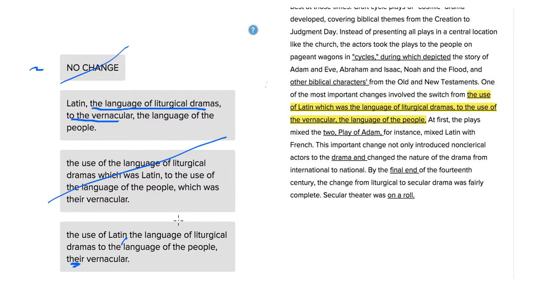it doesn't seem like the language of liturgical dramas is describing Latin. On top of that, because we don't have another comma here, even if we assume there was a comma here and read it that way, "the language of liturgical dramas to the language of the people" would seem to be the definition of Latin, which is not. Latin isn't a shift of language, it is a language itself. It's very, very ambiguous. This sentence isn't very clear. So that's why this answer choice doesn't make sense either, and B then is the correct answer choice.